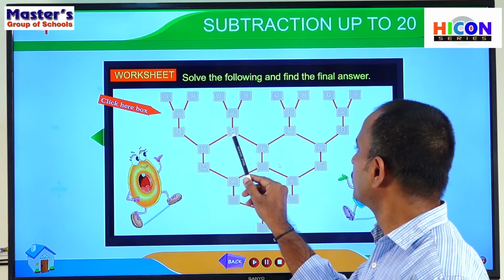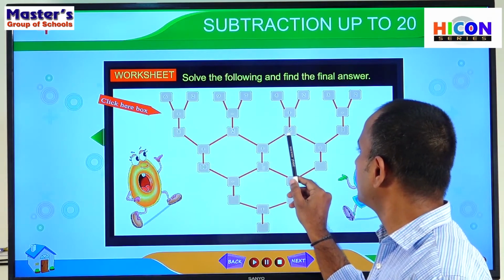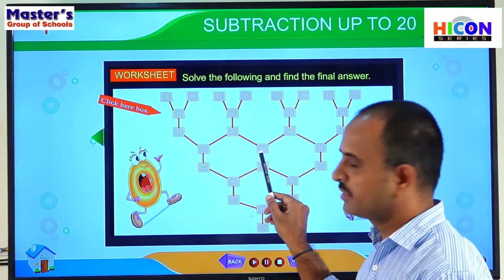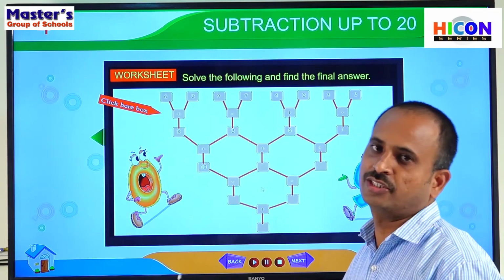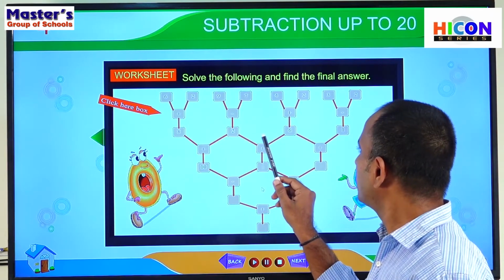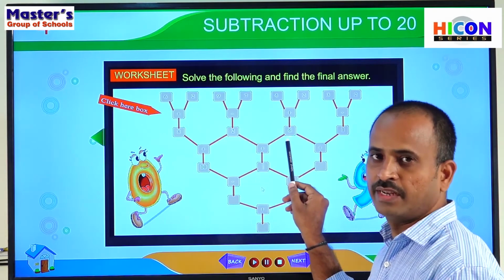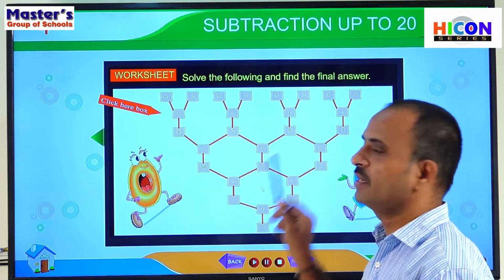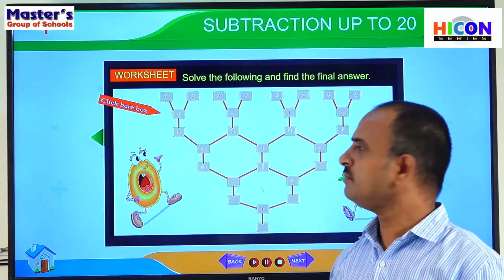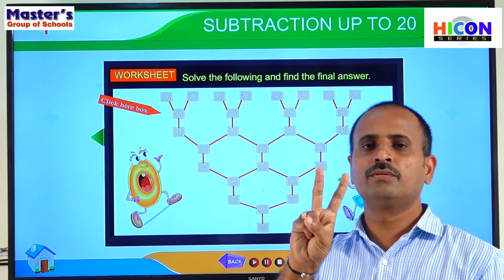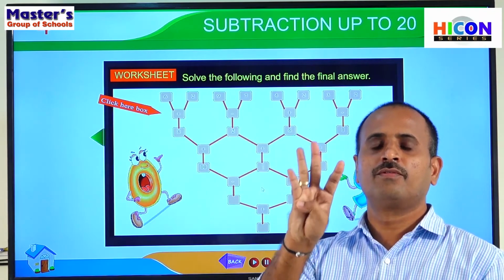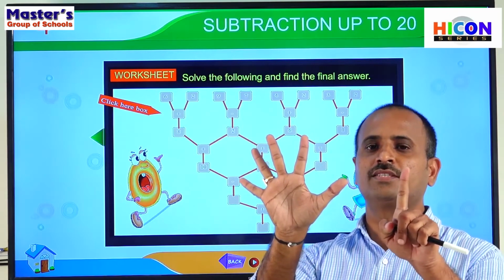The first number is 2 and the second number is 6. They have given a symbol plus. Plus means we have to make addition. What is the first number? 2. The second number is 6. Open 6 fingers of your hand. 1, 2, 3, 4, 5, 6. These are the 6 fingers.